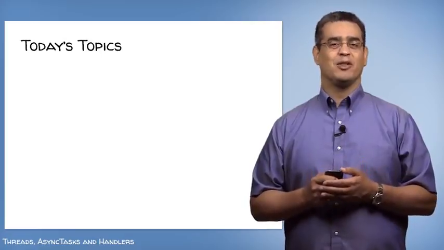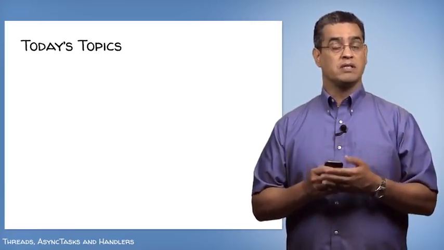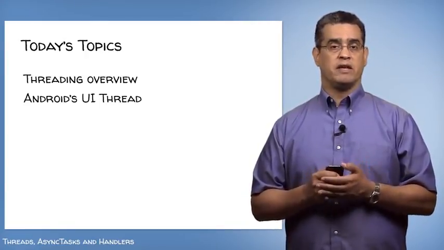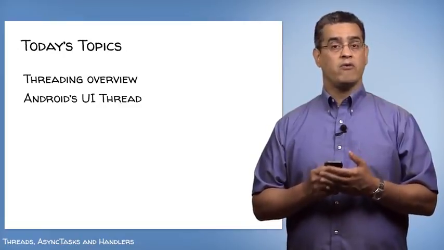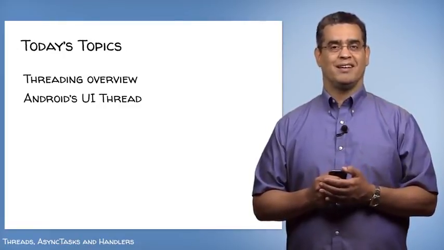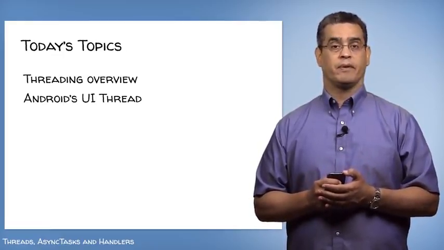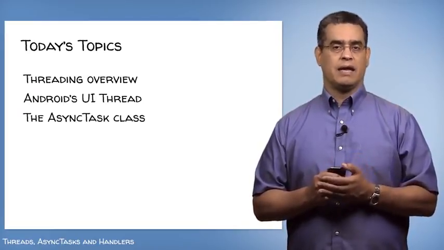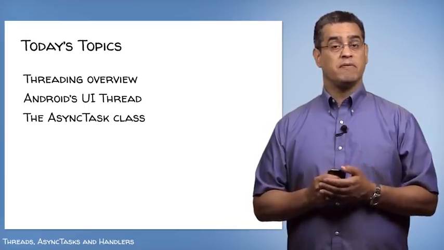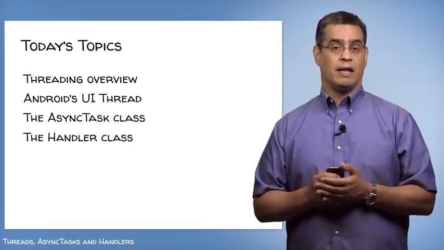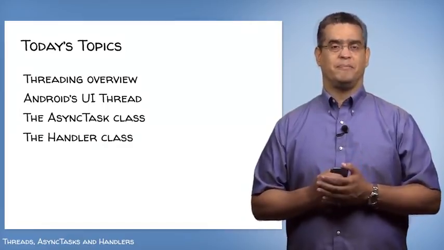And we're also going to discuss some of the classes that Android provides to support this. In particular, in this lesson, I'll start with a brief discussion of threading itself. Next, I'll talk about Android's user interface thread, the main thread in which Android applications perform most of their work. And I'll also discuss how this impacts the design of your application software. After that, I'll talk about the AsyncTask class, which helps to simplify threading in Android. And finally, I'll wrap up with a discussion of the Handler class, another Android threading mechanism.